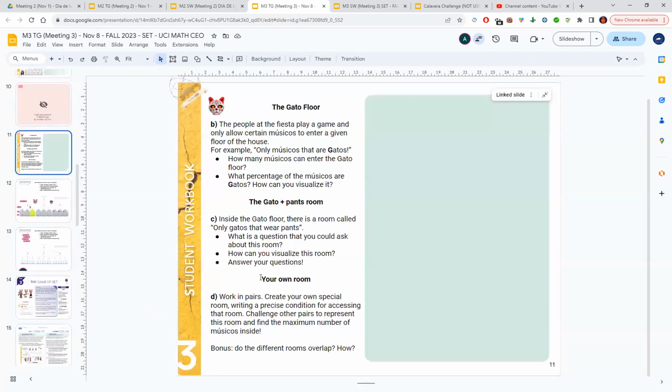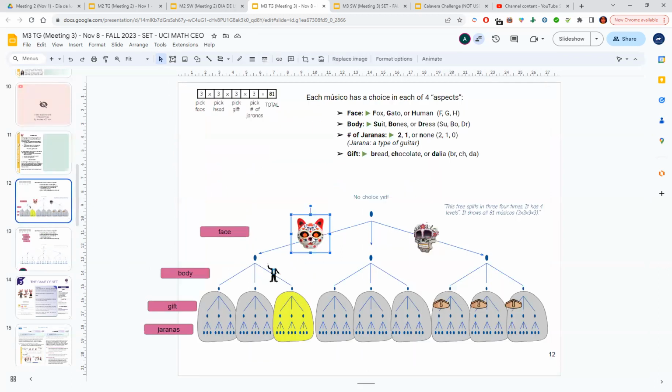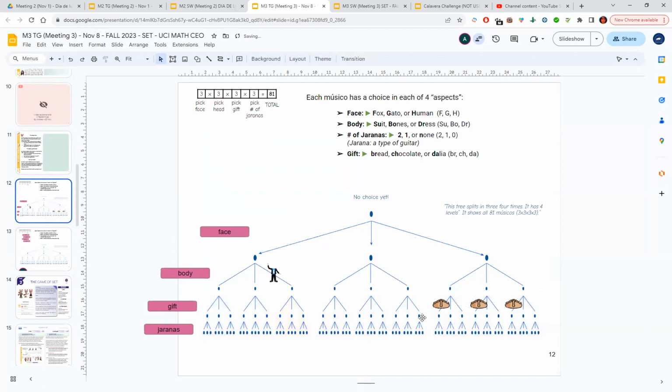And the last problem is your own room. That's in the homework, so hopefully you do your homework. Students work in pairs and create a special room, writing a precise condition for accessing that room. They challenge other pairs of students to represent the room and find the cardinality, the number, right? The maximum number of músicos that will fit inside. Then you can even do some overlapping. So what would be an example of a weird room? Let's try to brainstorm rooms that are really, really weird or different than the ones that.